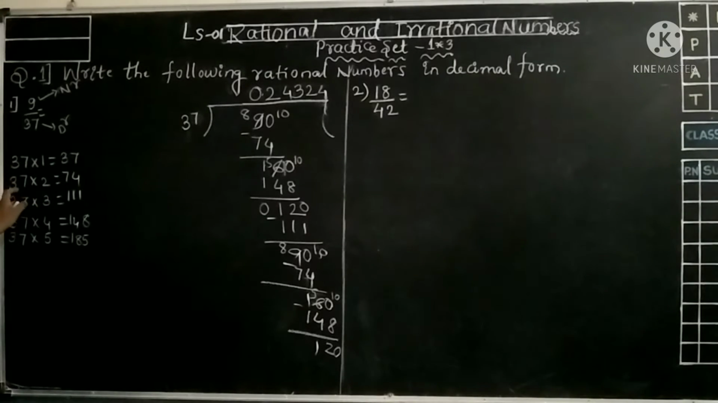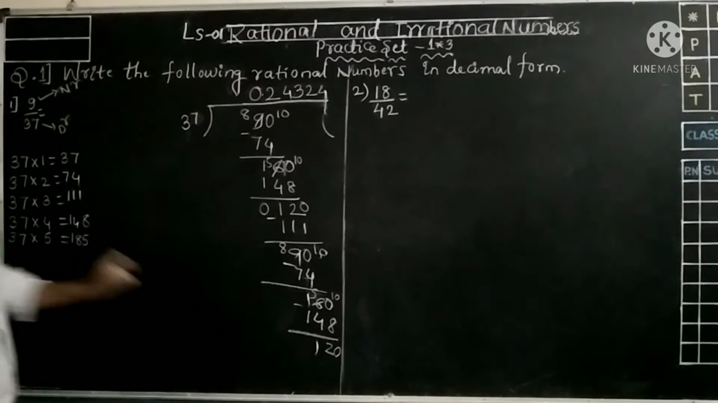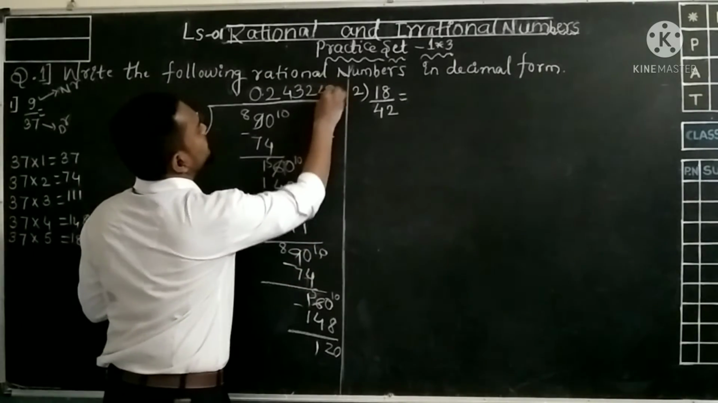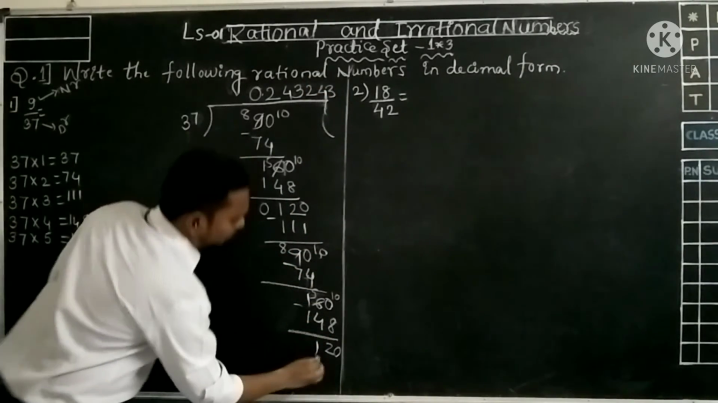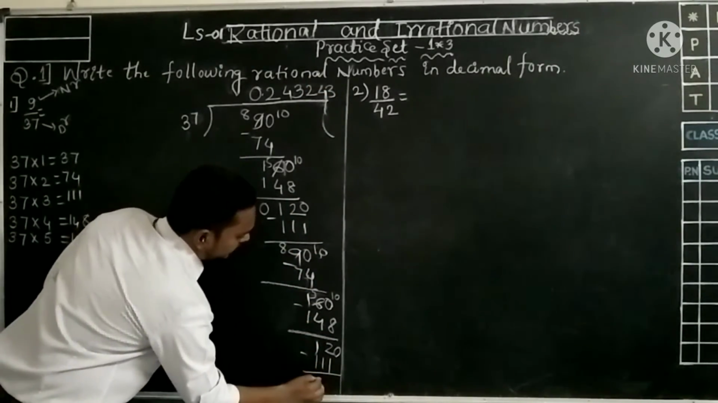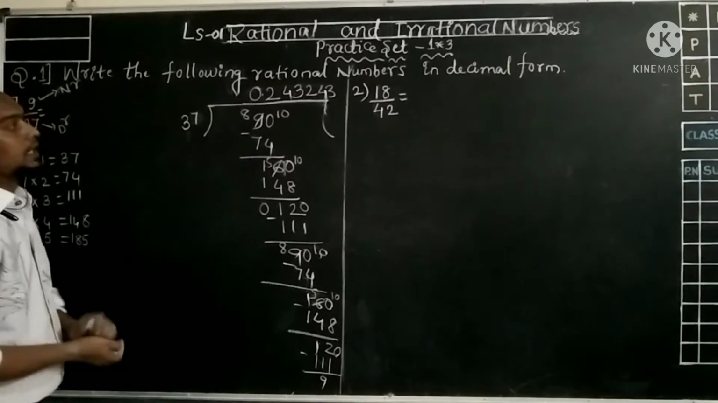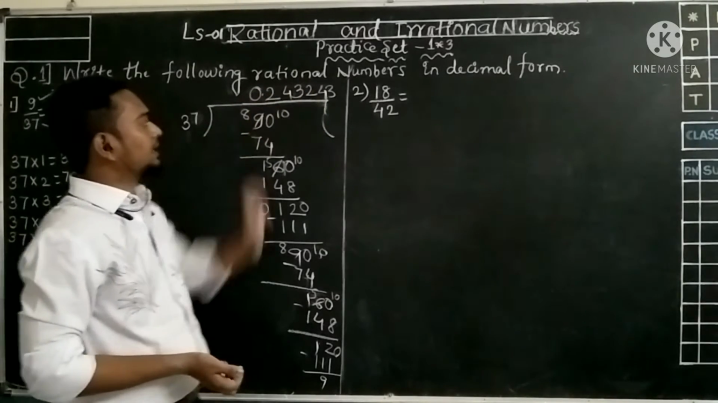37 1s are 37, 37 2s are 74, 37 3s are 111. Here 120 is not in the 37 table. That means now we will take the lesser value. The lesser value than 120 in the 37 table is 37 3s are 111. 120 minus 111 is 9. Therefore, the value is repeating.